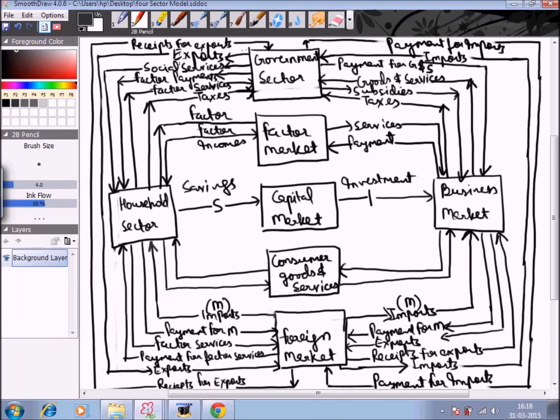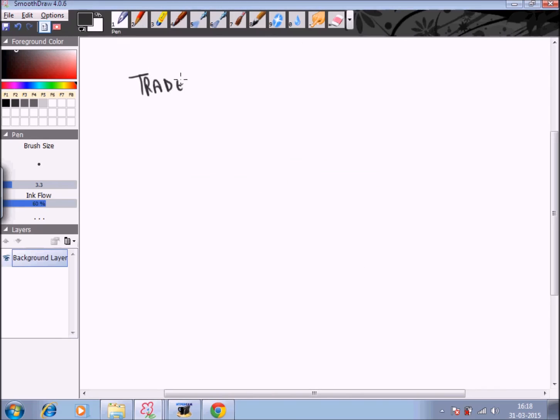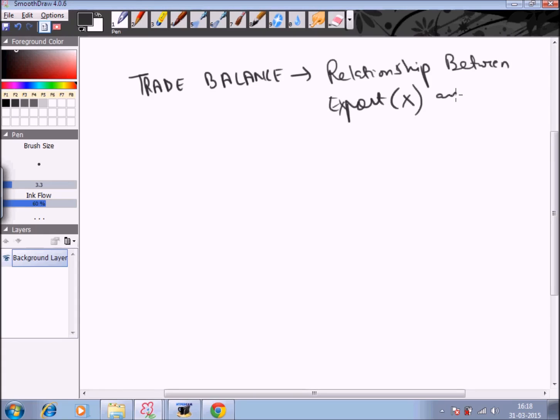Now, see the magnitude of this whole circular flow under the four sector model totally depends upon the trade balance. And what is trade balance? Trade balance is the relationship between exports, which we represent by X, and imports, which we represent by M. That is, we say how much exports are bigger than the imports of the country. So this value can be negative, positive, or zero.